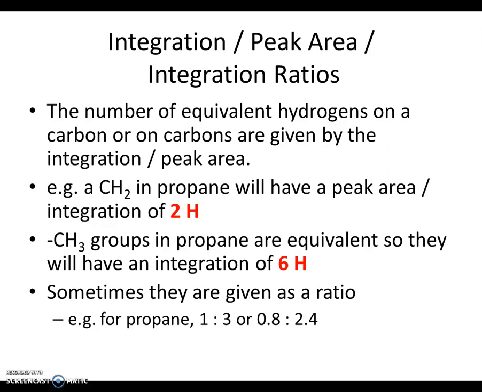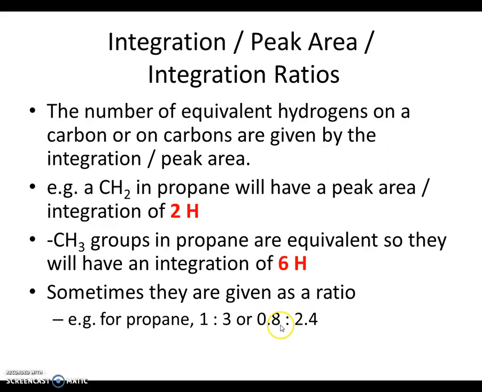Sometimes it will tell you how many hydrogens are there. Sometimes the information will be given as a ratio. So for example, it could be given as a ratio of 1 to 3. So the CH2 is 1, the methyl group's 3. Or it could be a little more complicated, where you've got 0.8 and 2.4.